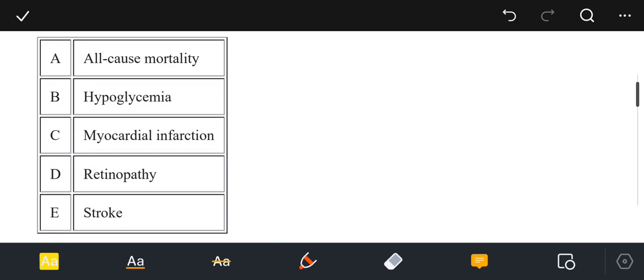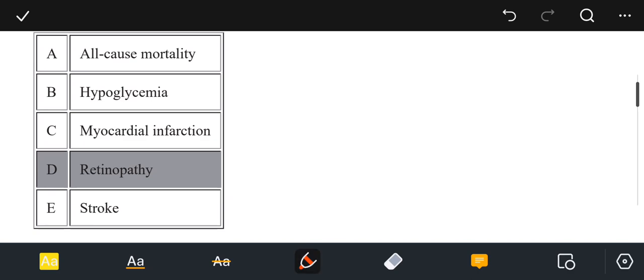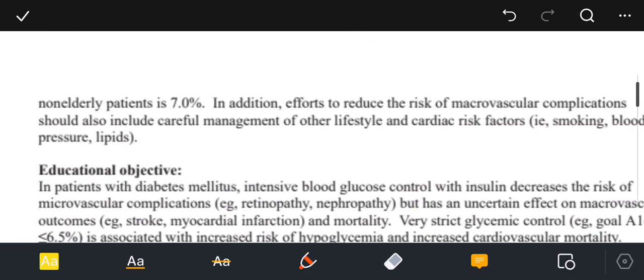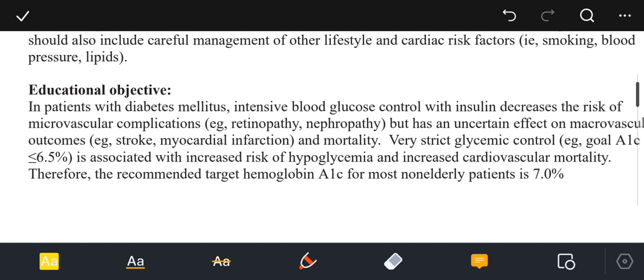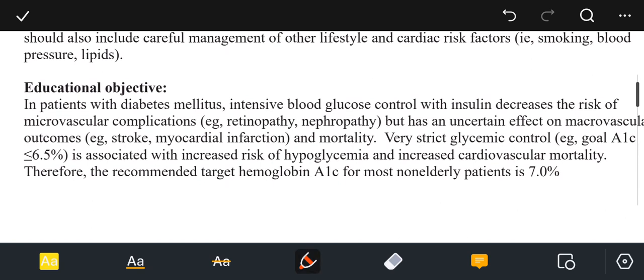Option Alpha, all-cause mortality. Option Beta, hypoglycemia. Charlie, myocardial infarction, Delta, retinopathy, or Echo, stroke. And the answer is option Delta, that is retinopathy. The educational objective of this question states that in patients with diabetes mellitus, intensive blood glucose control with insulin decreases the risk of microvascular complications, for example, retinopathy and nephropathy, but has an uncertain effect on the macrovascular outcome, for example, stroke, myocardial infarction, and mortality.